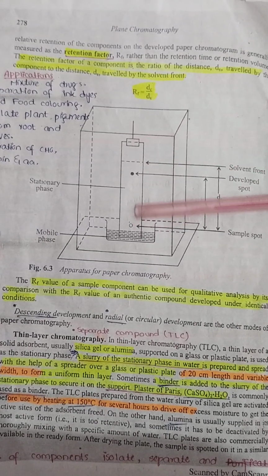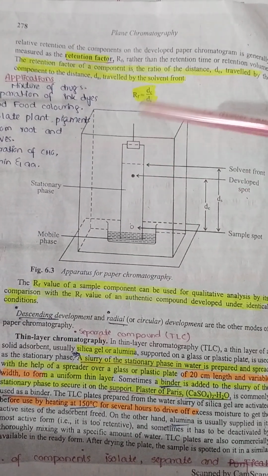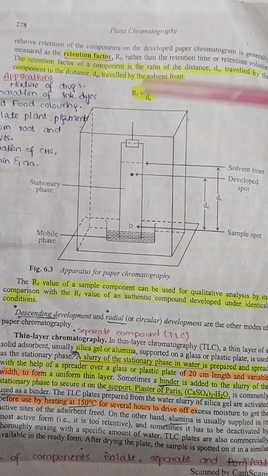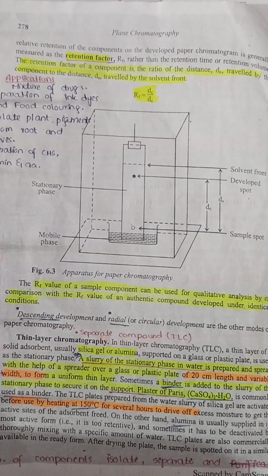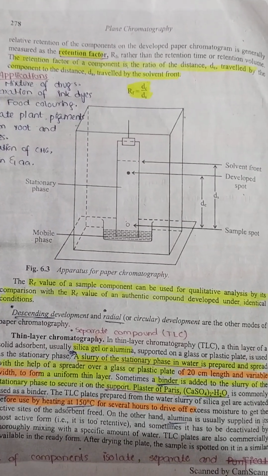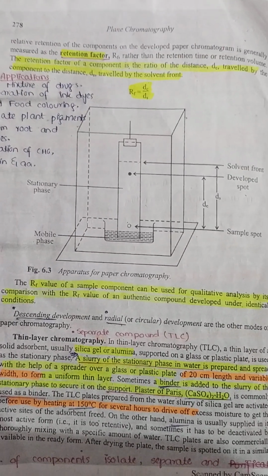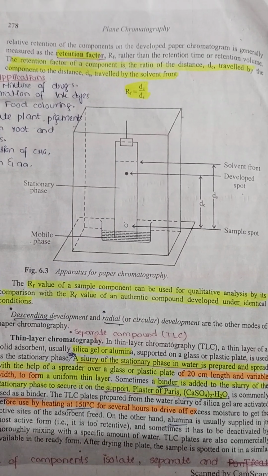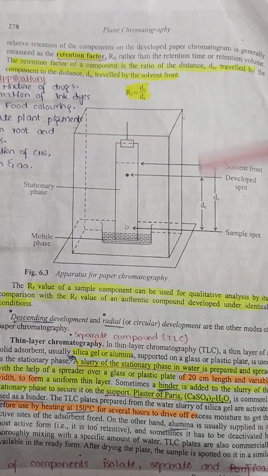After that, when three-fourths of the distance is covered, we open it, remove the paper and draw a solvent front line. Why do we draw a solvent front line, and what is its requirement? A solvent front line helps to determine how far our component has traveled through the stationary phase. That is the factor we discuss in the RF value.